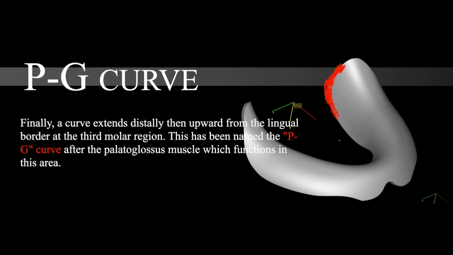And the last outline form is called the PG curve. Finally, a curve extends distally, then upward from the lingual border at the third molar region. This has been named the PG curve after the palatoglossus muscle, which functions in this area. So this picture is showing the red outline of the PG curve.